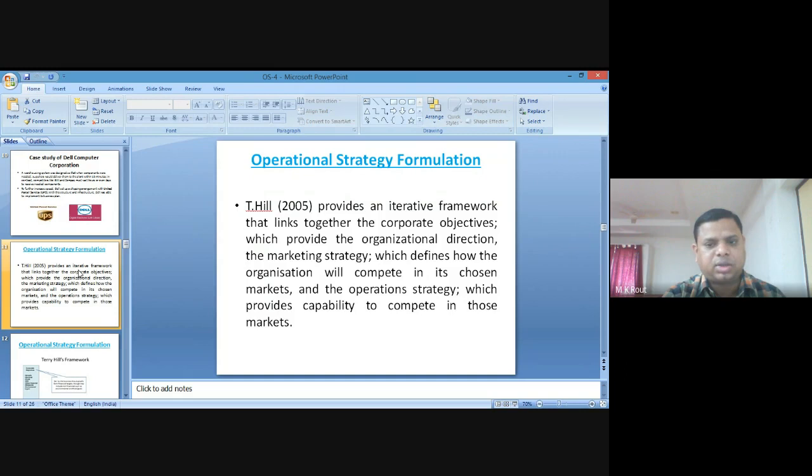The first part is your corporate strategies. If you think about the Terry Hill strategy with reference to operational strategy formulation, it includes three parameters.